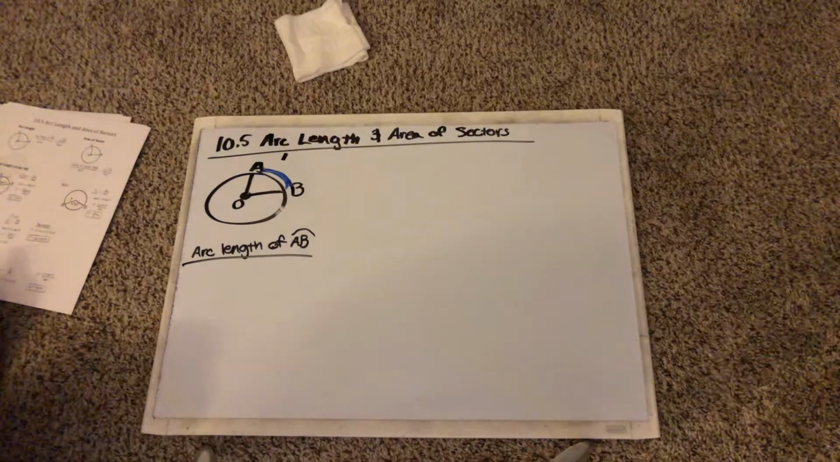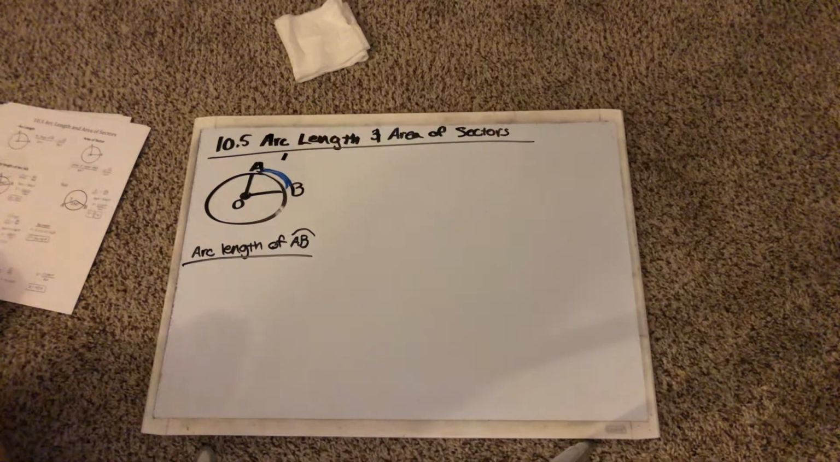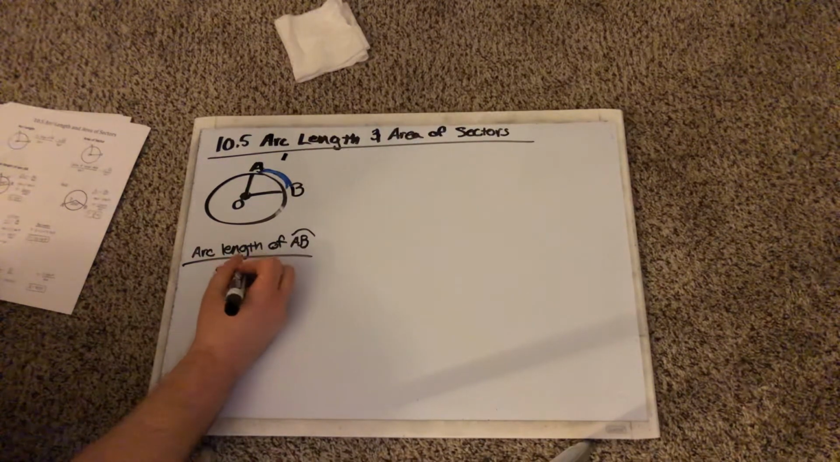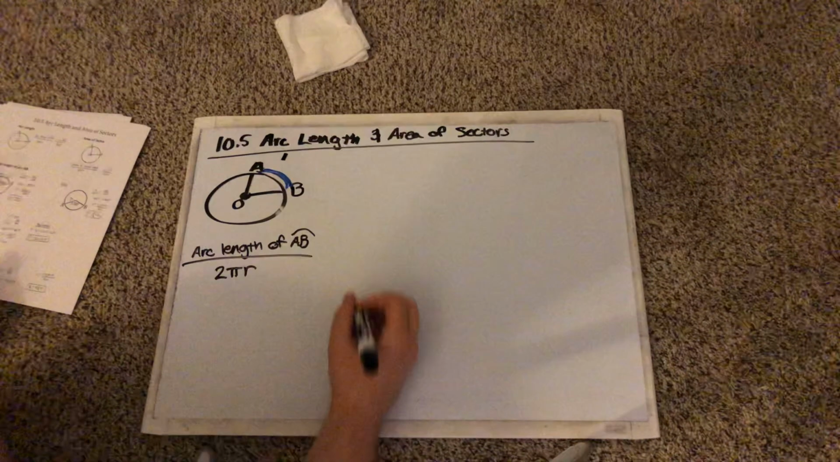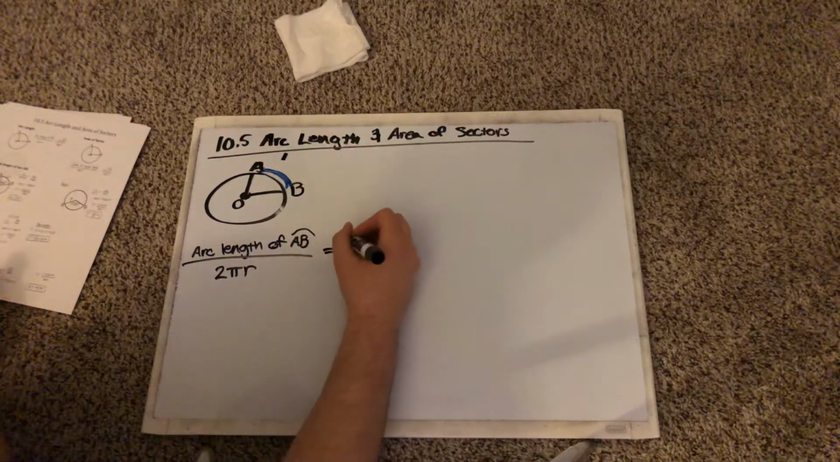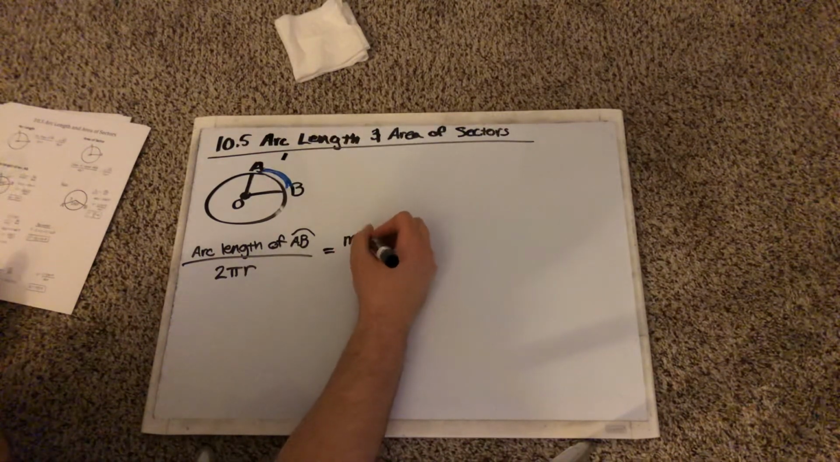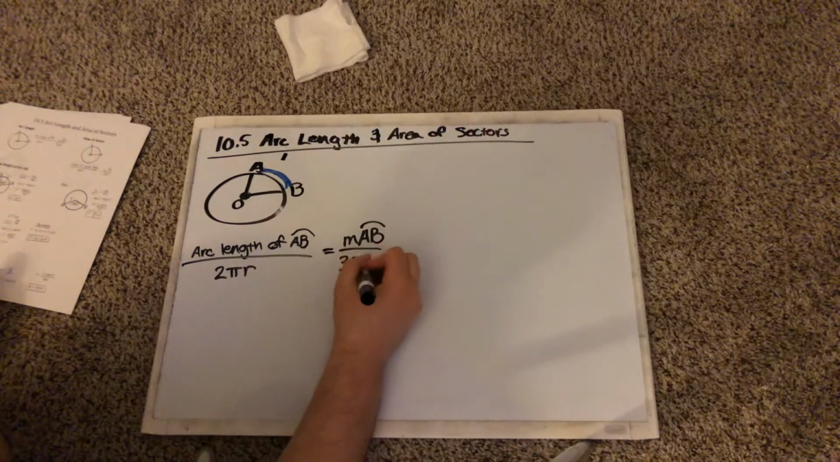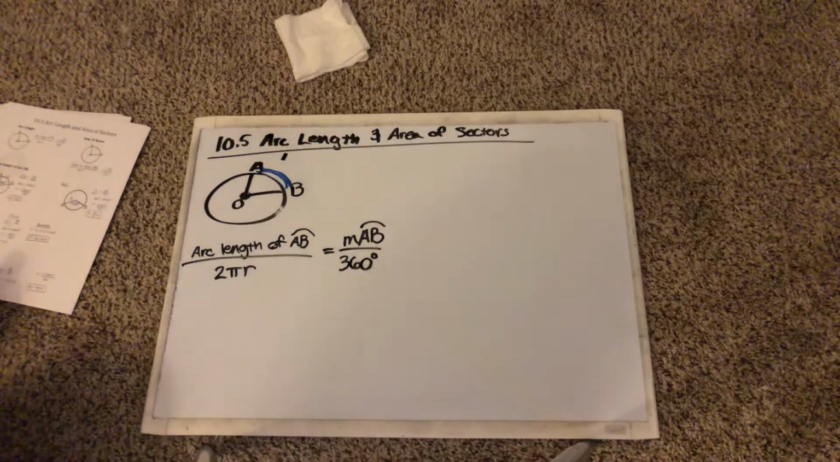Since we're talking about distance or part, we're going to be using the whole circumference formula, 2 pi r. And we're going to set this as a ratio equals the measure of arc AB in degrees over 360 degrees. And we are going to be able to cancel things out.